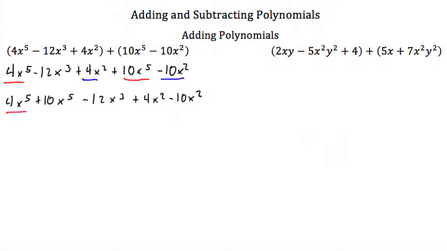So I have a 4x to the fifth and a 10x to the fifth. 4 plus 10 would be 14x to the fifth. My 12x cubed doesn't have any other like terms, so it just comes along.